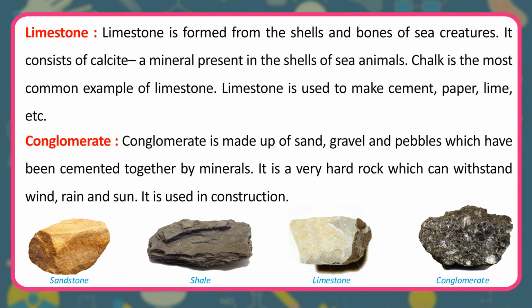Conglomerate. Conglomerate is made up of sand, gravel and pebbles which have been cemented together by minerals. It is a very hard rock which can withstand wind, rain and sun. It is used in construction. Sandstone. Shale. Limestone. Conglomerate.